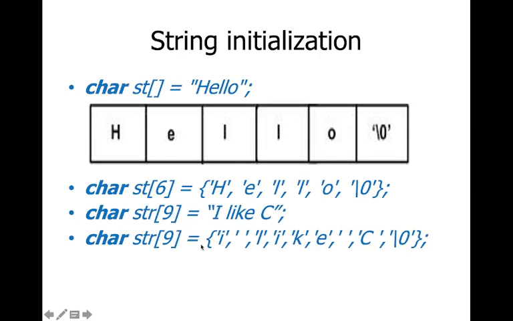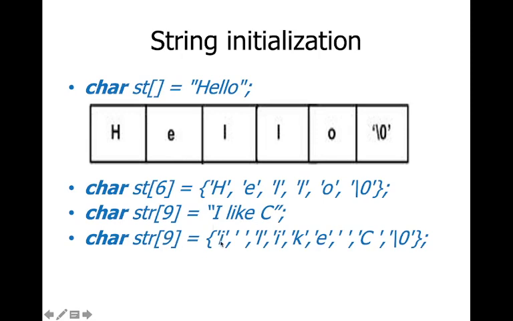This is the same thing. We are using str of 9, and we can initialize within braces also. So we will be mentioning like this: I, then space, like, then we have a space here, then C, and slash 0. Okay, so here I is small, so capital I and small I will be different. Okay, so this is another way to initialize. So these are all the different ways to initialize an array. So all these will be stored in that array.